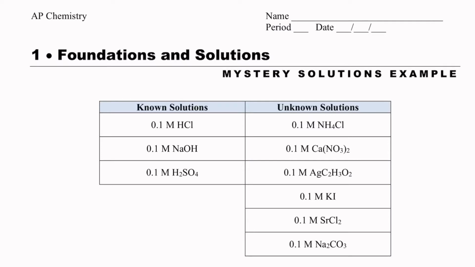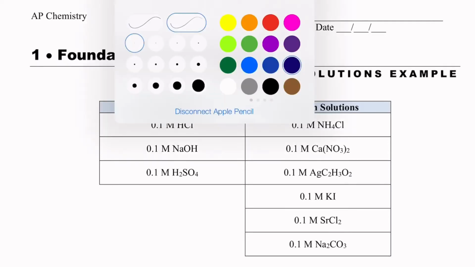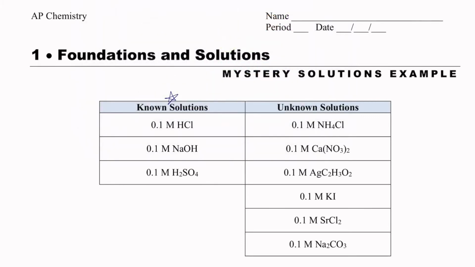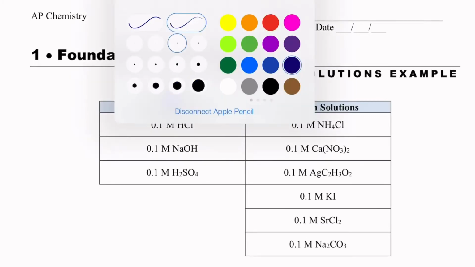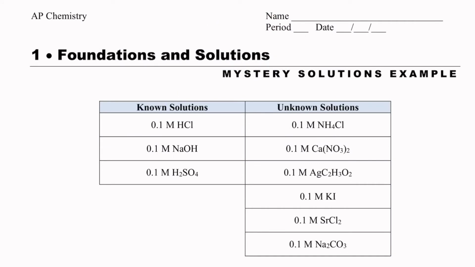You're going to be given 3 known solutions, and with our 3 known solutions, they'll be labeled, and then our unknown solutions, these are our options, but they're going to be labeled A, B, C, so on and so forth, okay? So what I want to do is I want to kind of have a game plan going into the lab. We're going to be mixing our knowns with our unknowns, and we're going to see what we get.